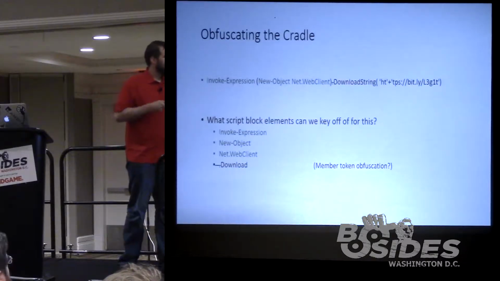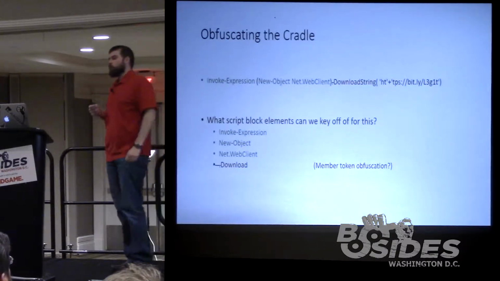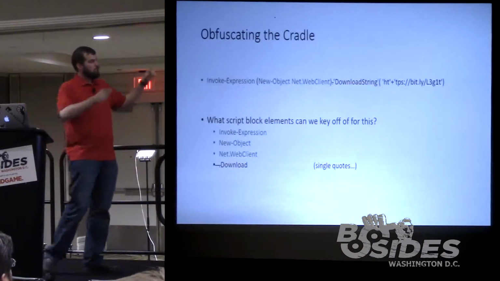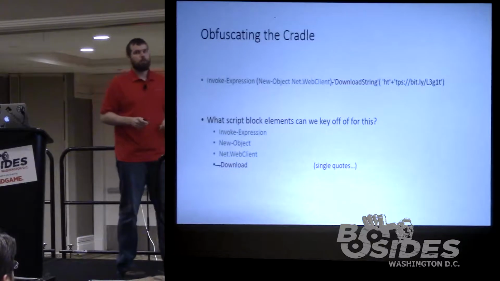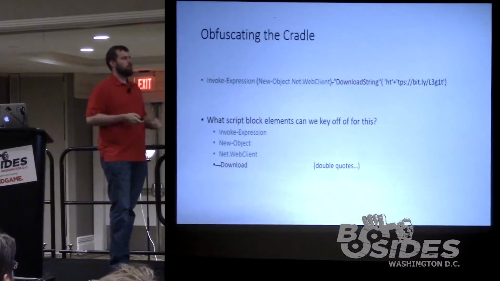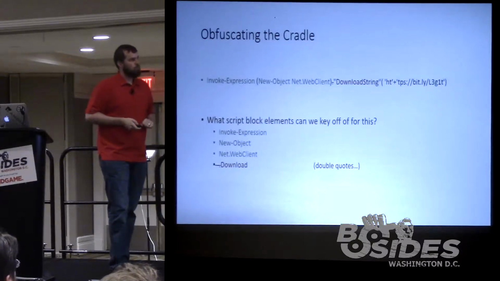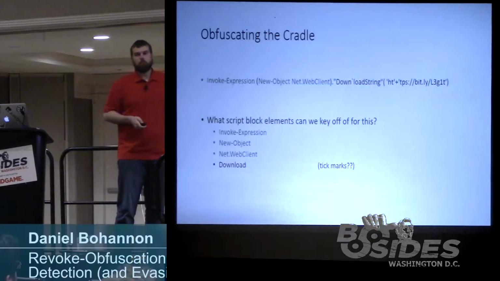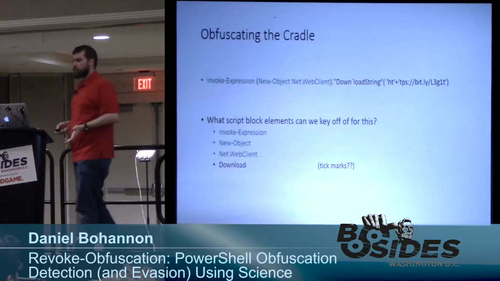Now that dot, what could an attacker do to make this dot really problematic for us as defenders? Well, they could put single quotes around download string. This doesn't make it a string, but it still breaks that dot. But then we can put double quotes around it. And what I found is that if you have double quotes, if you look at download string, what you can actually do is then put a tick mark in download string, and it still runs. Crazy, right? Now, why does this work?